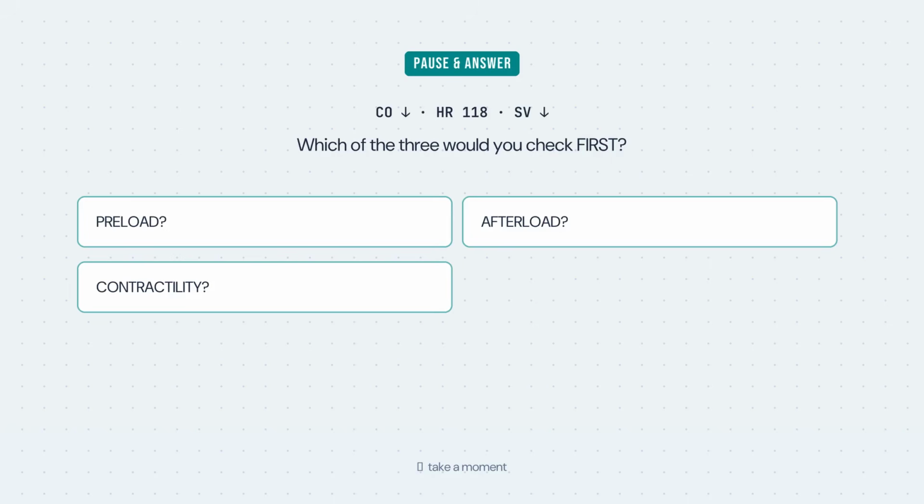Let's use it. Your patient's cardiac output has dropped. Their heart rate is 118, so the rate is not the problem, it is the compensation. Which means stroke volume fell. Pause here. Which of the 3 would you check first, and why?